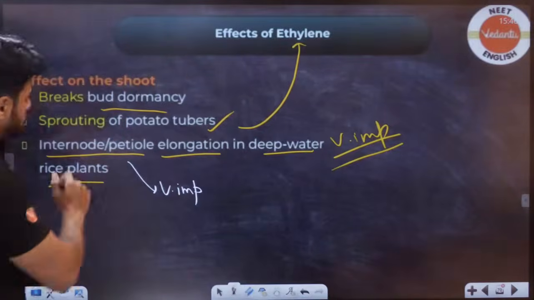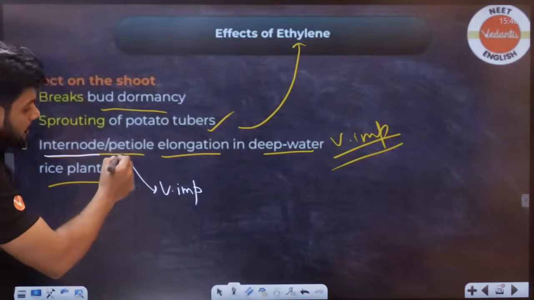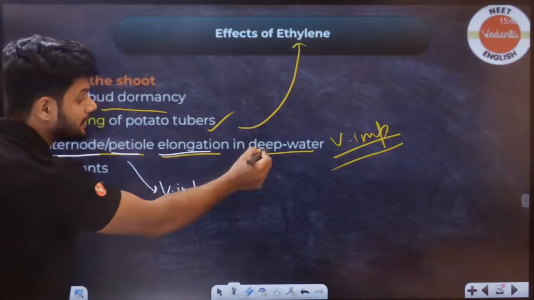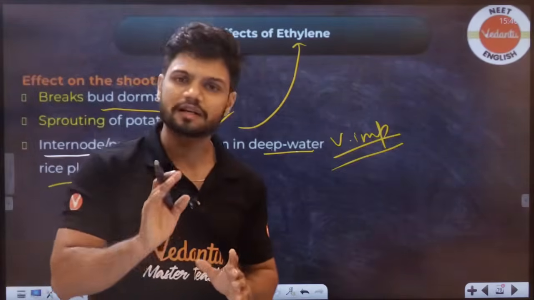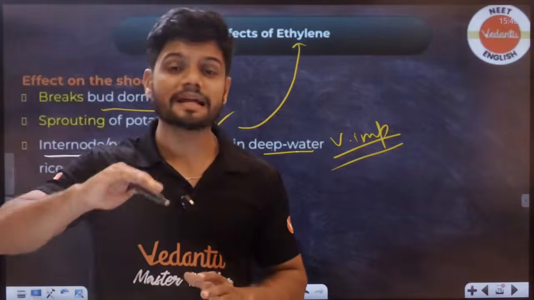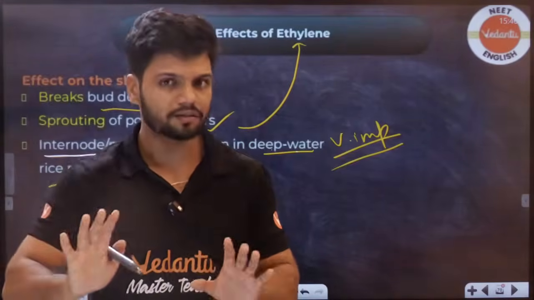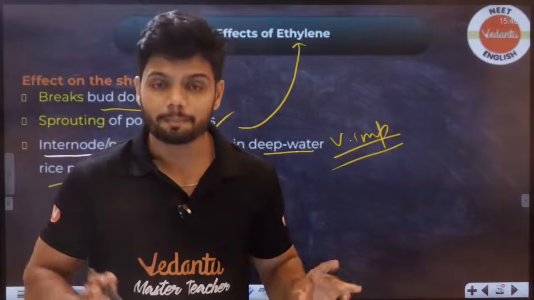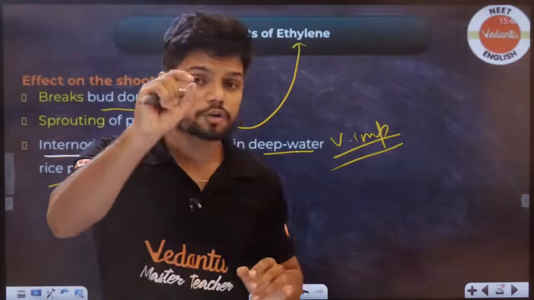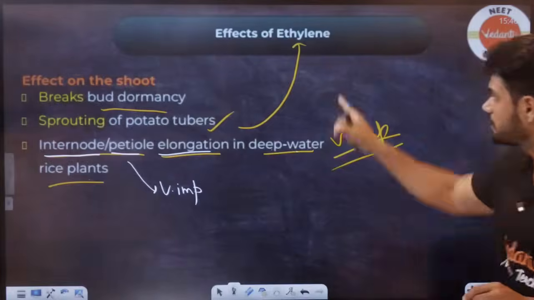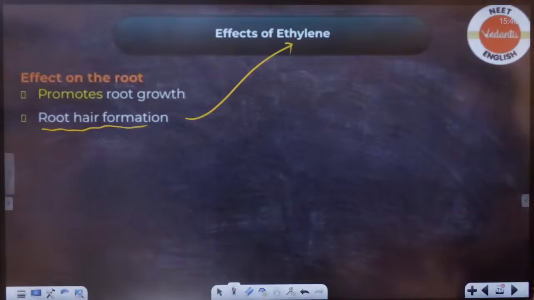It will also make sure of internode and petiole elongation in deep water rice plants. So in examination, if they tell you increase in internodal length, normally gibberellins is the answer. But internodal length in the case of deep water rice plants, उस वक्त answer क्या है? It is ethylene in that case. Ethylene in that case, students.